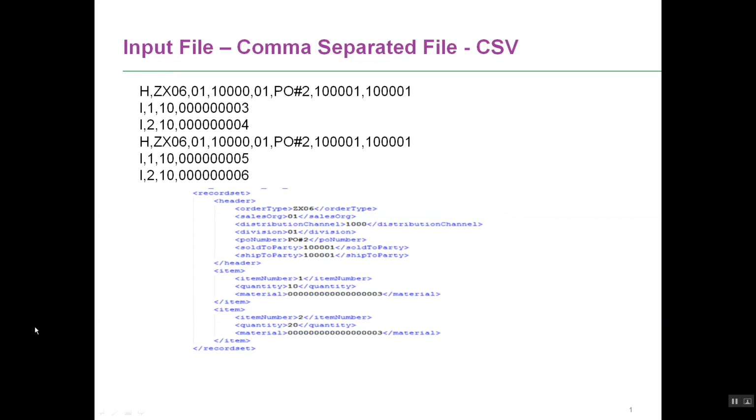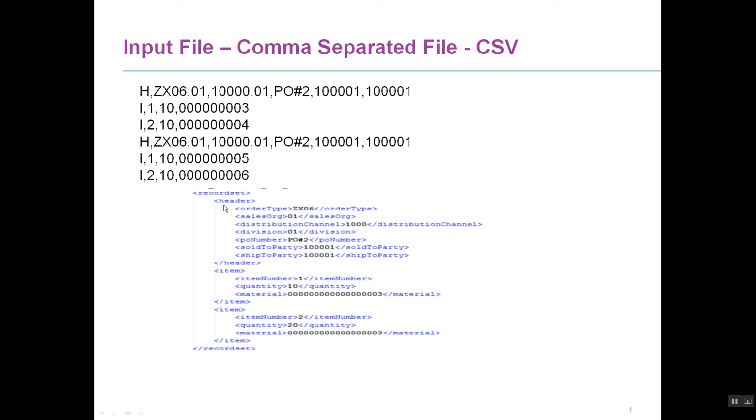So for now, we will look at a comma separated file, and what we will be doing is extending the scenario that we built for a file to IDOC scenario. We will be building a similar scenario, but this time we will be getting an input file as a comma separated file. So if you remember our file to IDOC scenario, this was the XML structure that we created.